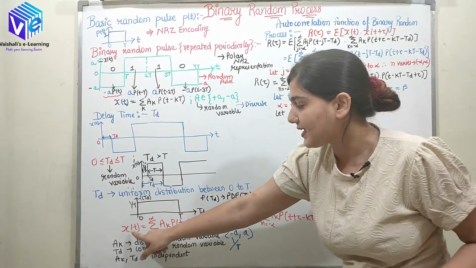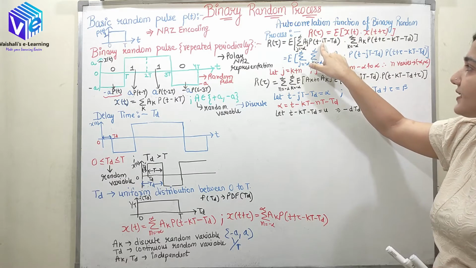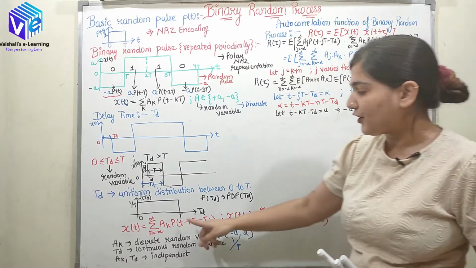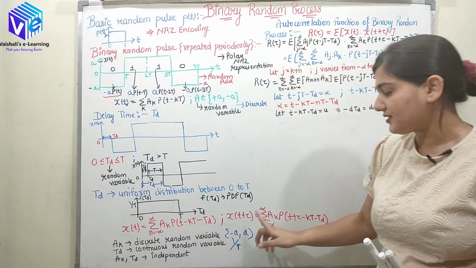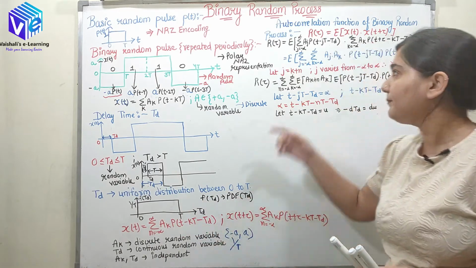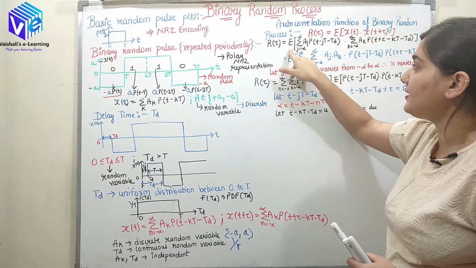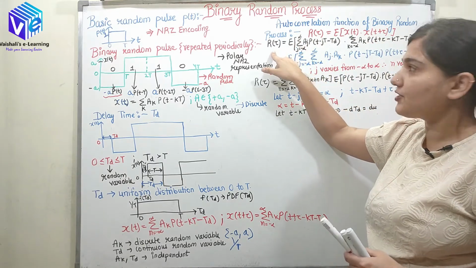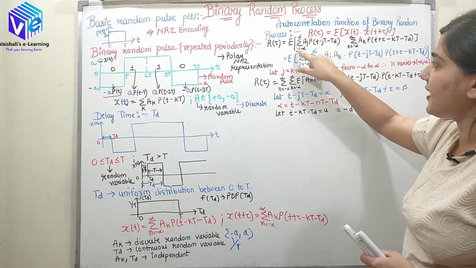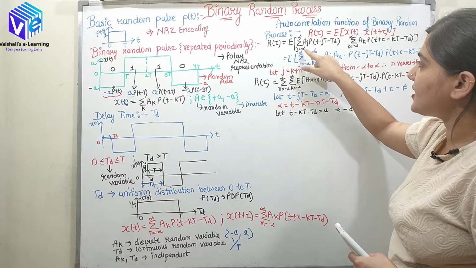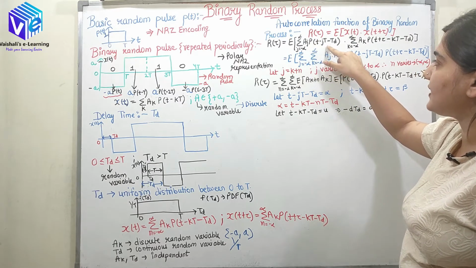Now I know x(t) and I know x(t plus tau), so I'll put them in this equation. I cannot take the same variable for both, so I took one variable as j and another as k. Instead of n, I have taken the variables j and k. So R of tau, the autocorrelation function, is equal to the mean of, where I have put in the value of x(t) with the variable j, summation j equal to minus infinity to infinity A of j P(t minus jT minus TD).